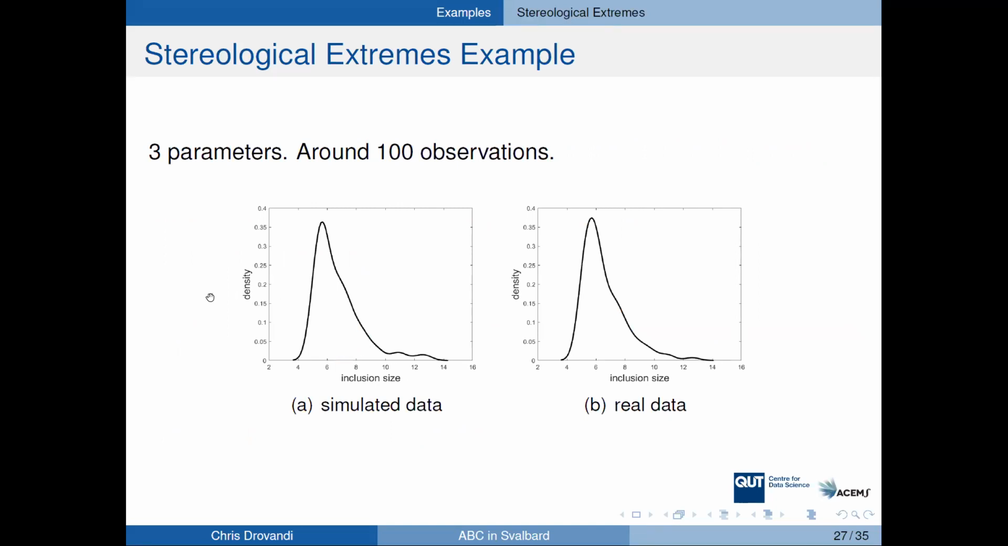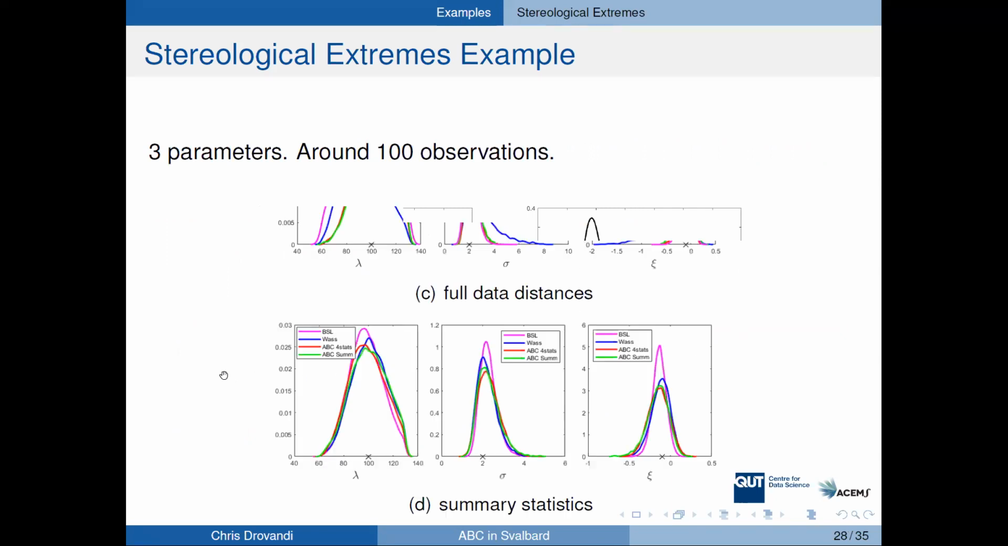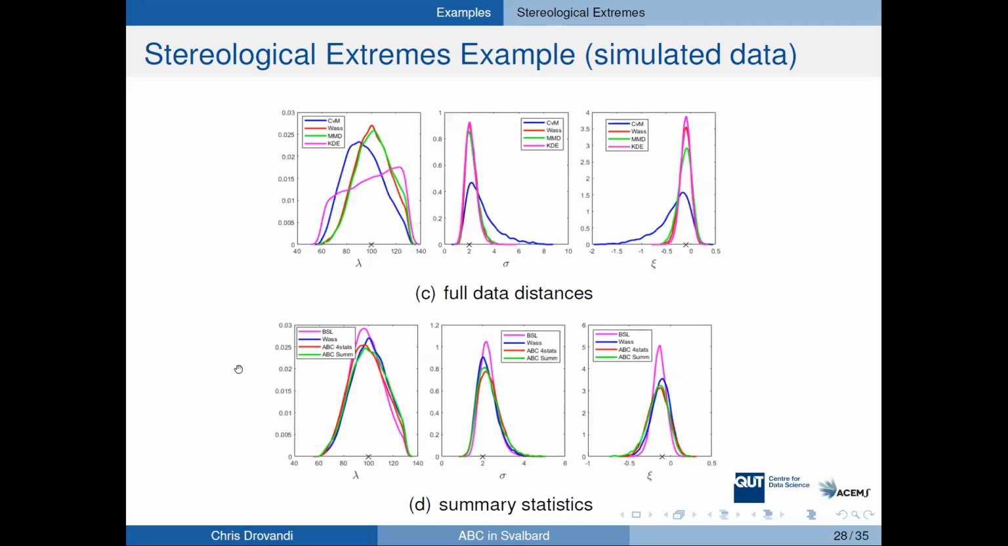For this model, we have 3 parameters and there's around 100 observations. So again, it's a relatively small data set. And we do have some skewness in the data, but it's not super heavy-tailed. Okay, so firstly, comparing the full data approaches, what did we find here?